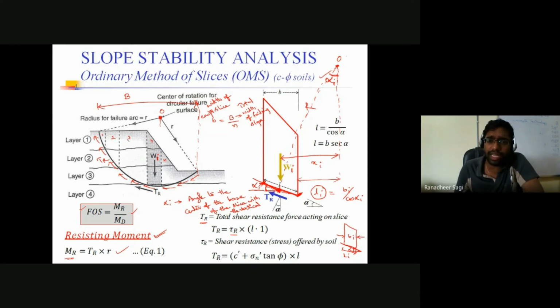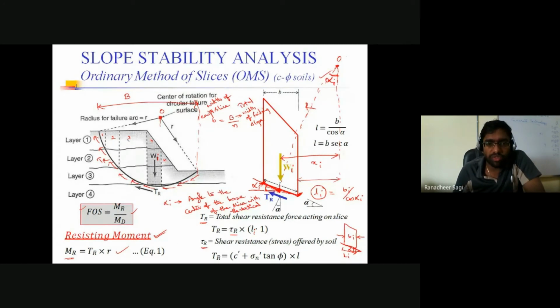Once your Li is known, Li into 1 gives you the area on which that particular shearing stress was acting. Shear stress into the area on which it was acting gives you the total shear resisting force. Once the total shear resisting force is known, total shear resisting force into the perpendicular distance, that is the radius of the failure arc, will tell you how much your resisting moment is.